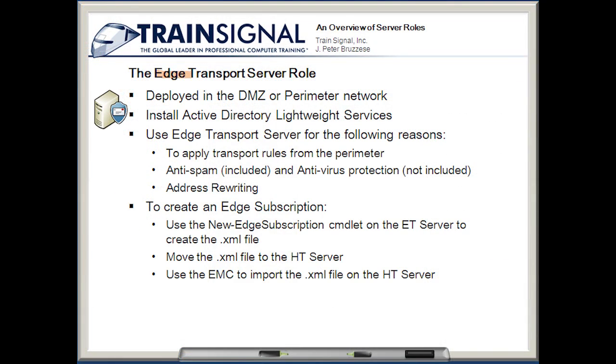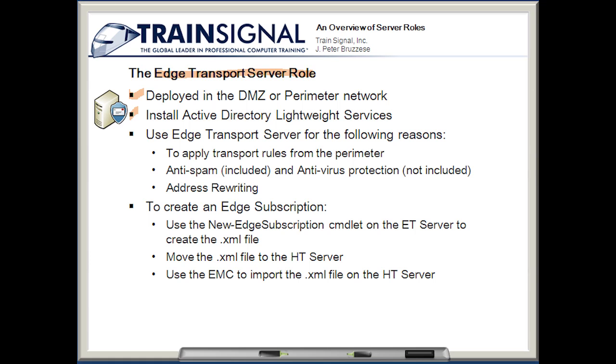Okay, so now let's talk about our last server role, the Edge Transport Server. This server is unique when you compare it to the other server roles in that it's not deployed within your Active Directory, and it's not a member of the Active Directory. It's actually in your perimeter network. It's not included within your internal network, so it holds a very unique role, starting with the fact that it's deployed in the DMZ or the perimeter network, and then followed up with the fact that it's not a member of the Active Directory. Instead, you install the Active Directory Lightweight Services role on that Edge server.